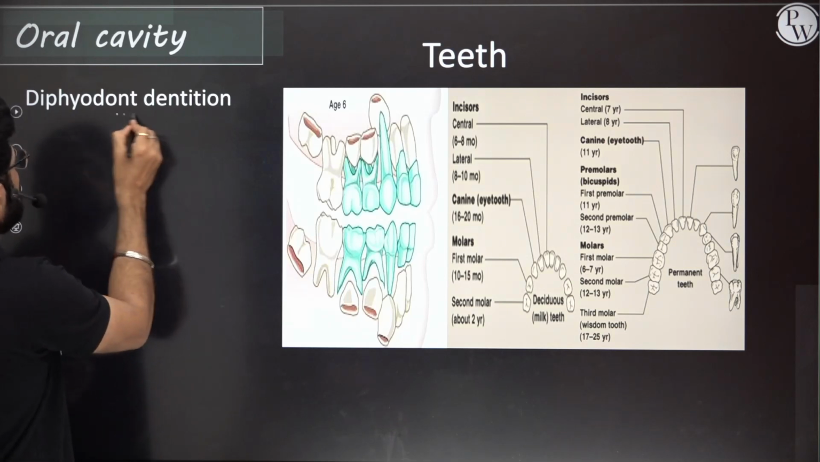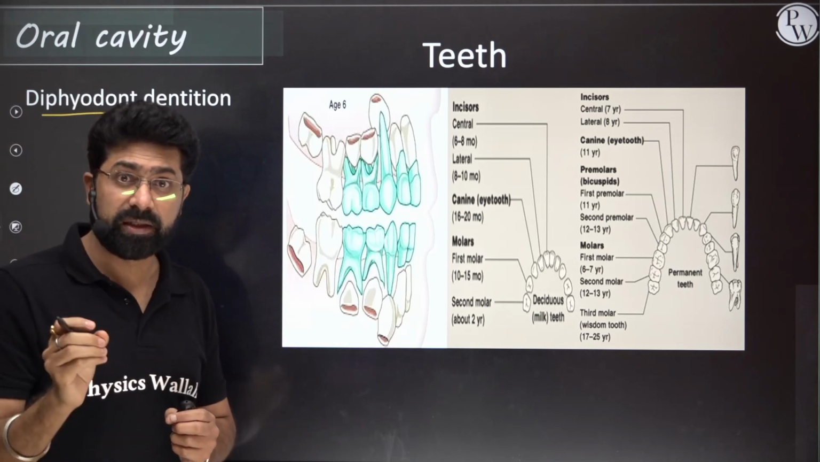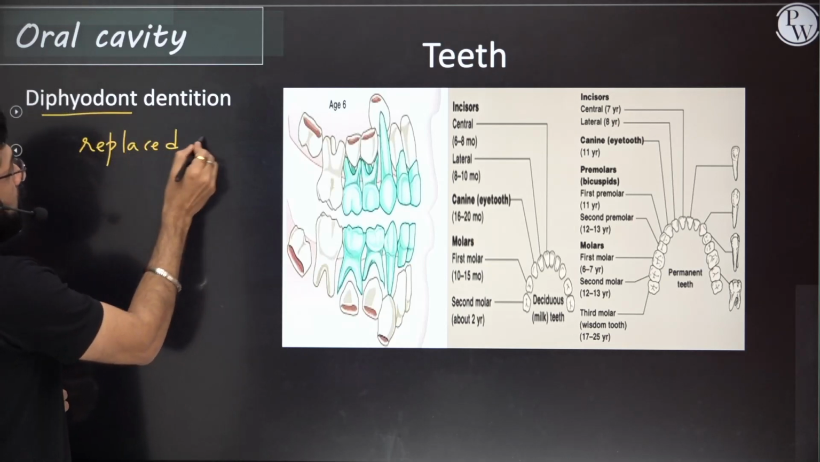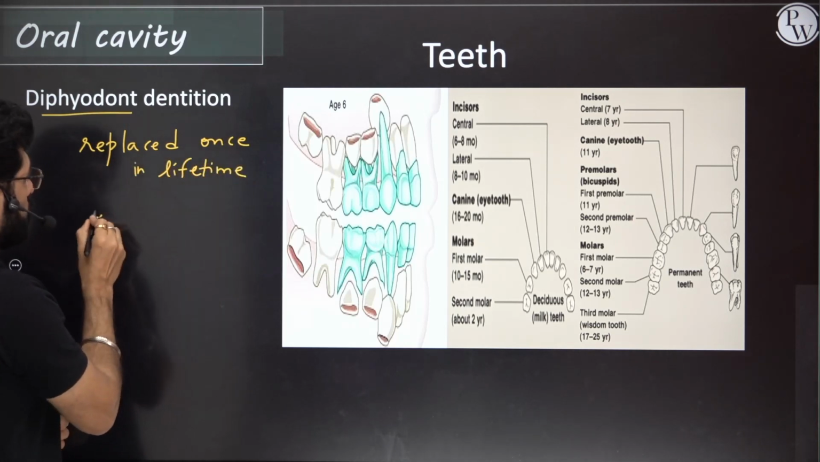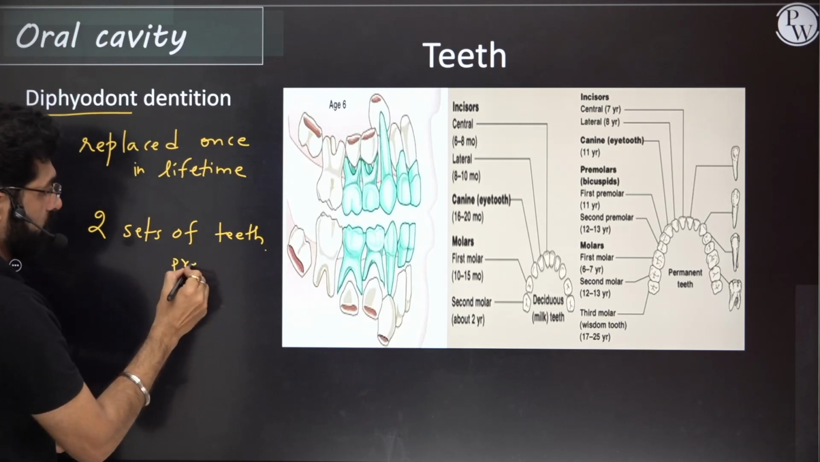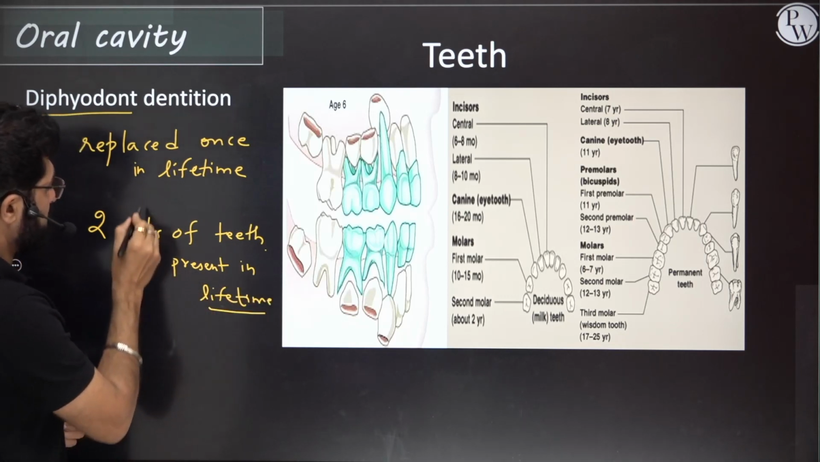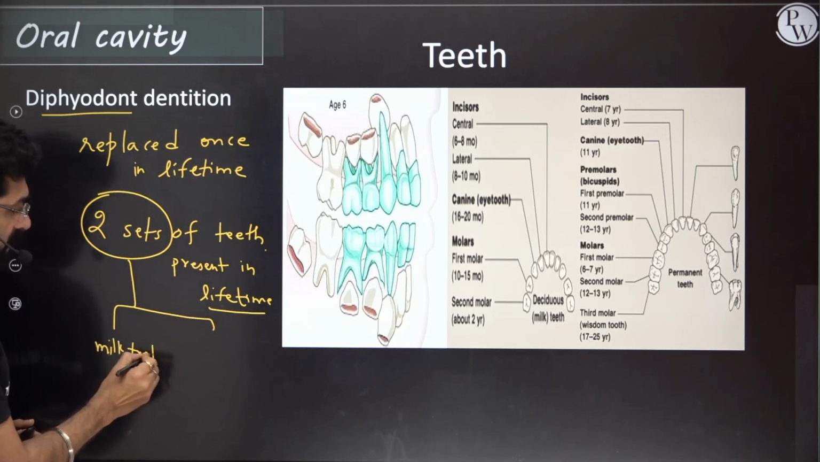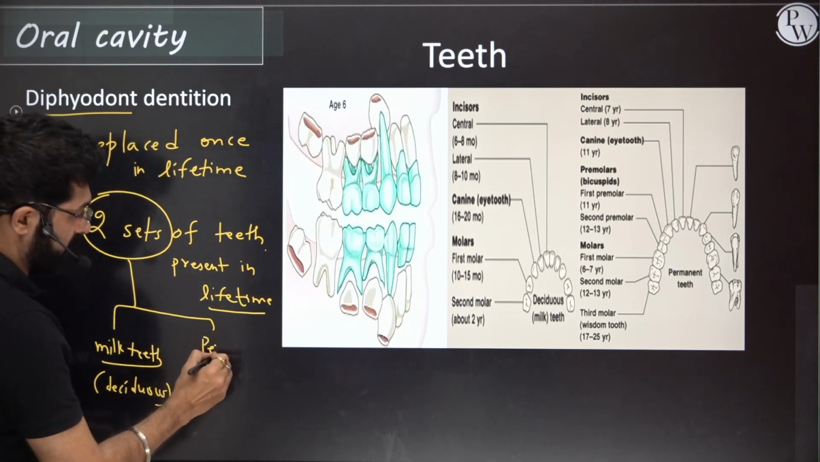Yes. Now you see humans have diphyodont teeth. What do you mean by diphyodont teeth? Are they replaced twice in life or once in life? So they are replaced once in life. Replaced once in a lifetime, but two sets of teeth are present in a lifetime. What are those two sets of teeth? One is the milk teeth or the deciduous teeth, and the other is the permanent teeth.